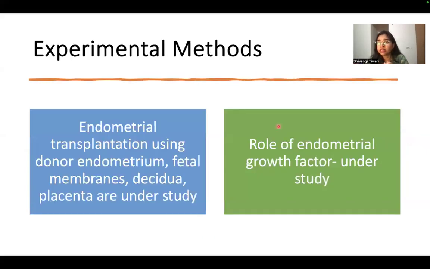Next, experimental methods are there. First is endometrial transplantation using donor endometrium, fetal membranes, decidua, placenta, but they are under study. Next is the role of endometrial growth factor. They are also under study.